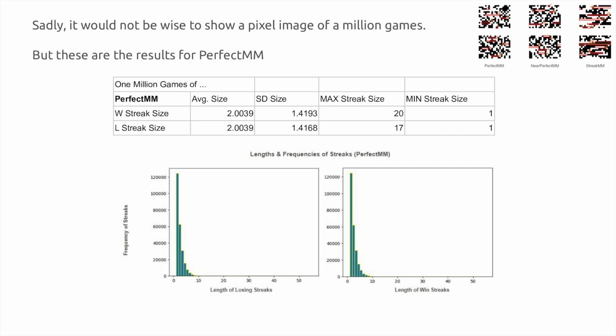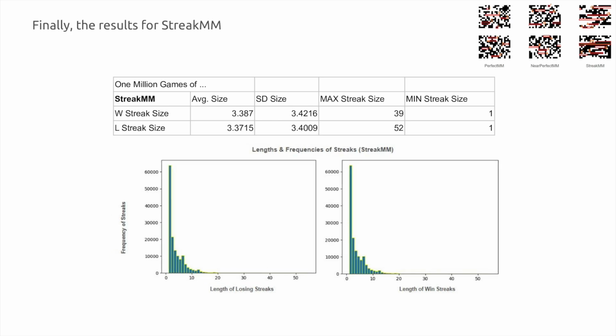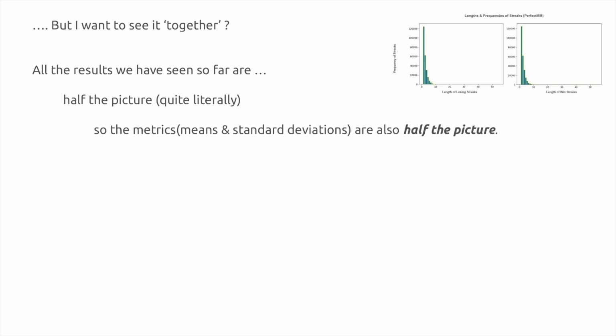Sadly, it would not be wise to show a pixel image of 1 million games, but these are the results for Perfect MM. These are for Near Perfect MM. Finally, the results for Streak MM. But what if we want to see it together? All the results we have seen so far are half the picture, quite literally. So the metrics, the means and the standard deviations are also half the picture.